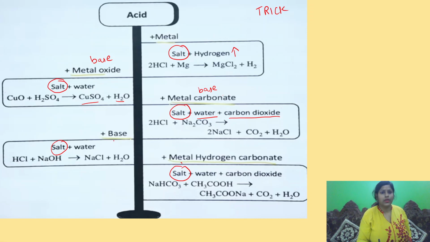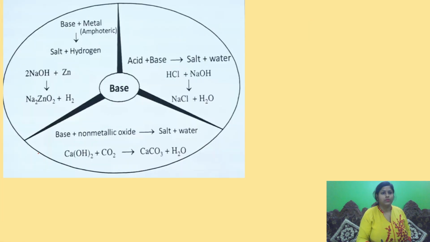And acid plus base, this is neutralization reaction, salt plus water will be formed. And if it's metal hydrogen carbonate, salt plus water, this is base. So acid plus base gives you what? Salt and water, and it's a carbonate, so carbon dioxide will be automatically released. So this is the basic trick for reaction of acid with various compounds.